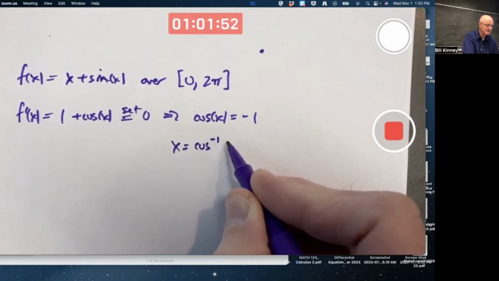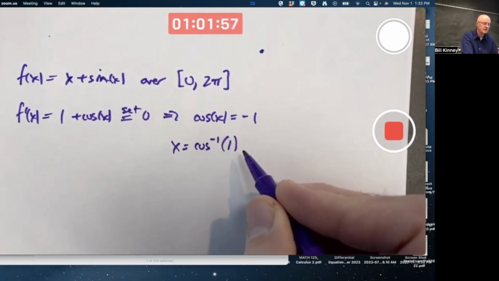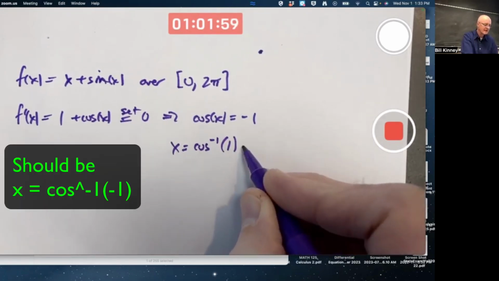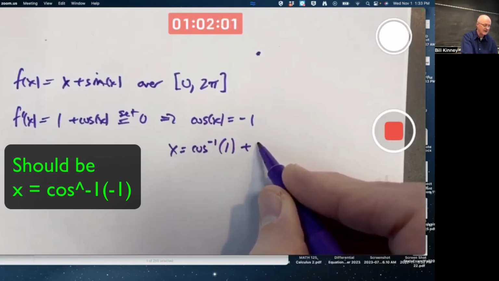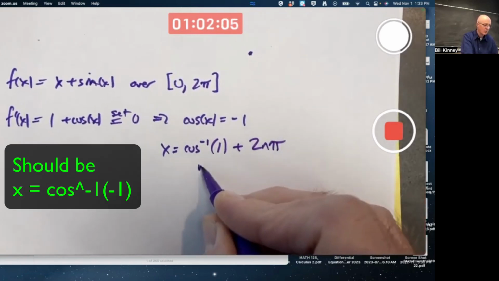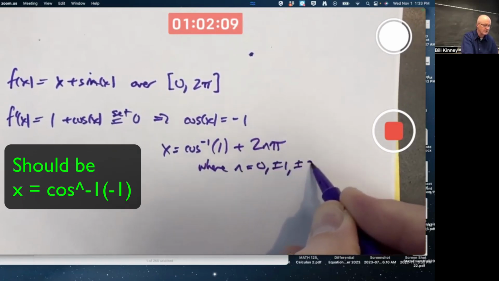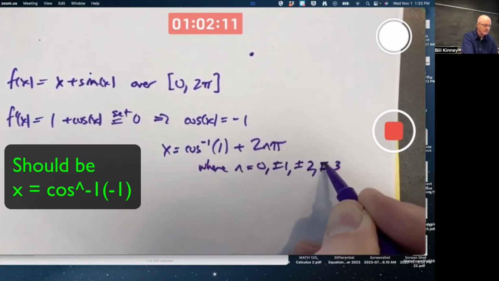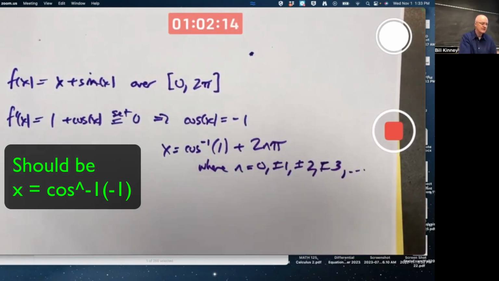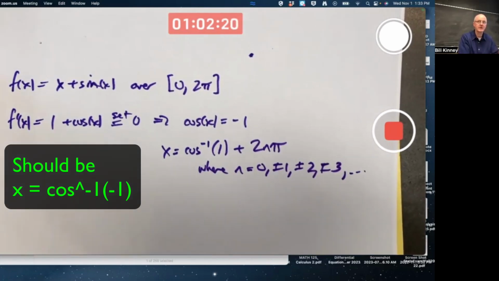Possible solutions are a bunch of inverse cosine. It's cosine of inverse cosine of 1 plus integer multiples of pi. Typically written like this, 2n pi, where n is 0, plus or minus 1, plus or minus 2, plus or minus 3, etc. These are infinitely many numbers that all make this equation true. So there are infinitely many critical points to the original function.